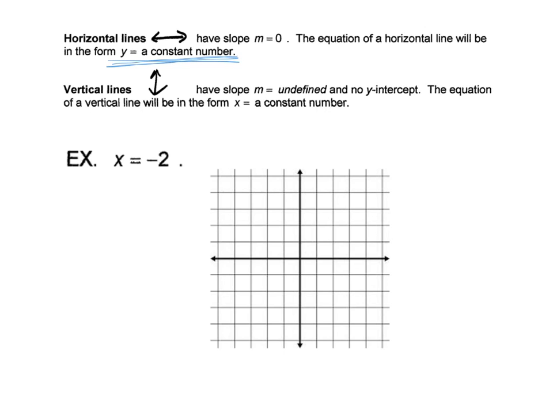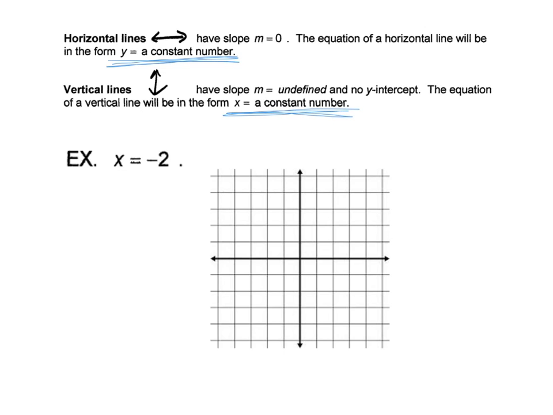Vertical lines, which are up and down, have a slope that is undefined. I like to think about how you can't walk straight up a wall, so the slope is undefined. And there is no y-intercept at all. The equation of a vertical line will be x equals some number. There won't be a y at all.